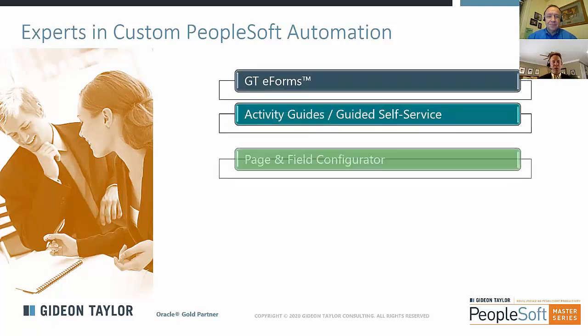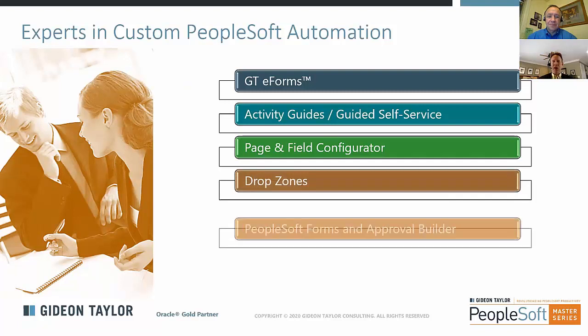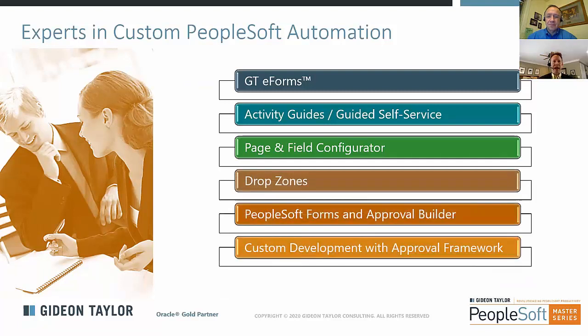As I mentioned, we'll be covering a few of these tools today, and then we'll also be covering tools on our July webinar that enable the creation of custom self-service solutions. So at the top of this list, GTE Forms is a favorite of ours. Guided self-service and activity guides, page and field configurator, drop zones, PeopleSoft Forms Approval Builder, and custom development with the approval framework. There is a lot that you can do with delivered PeopleSoft, and there's a lot that you can do in terms of adding GTE Forms functionality to your PeopleSoft applications to drive greater productivity, greater efficiency, and custom self-service solutions the way that you would want them to be designed.